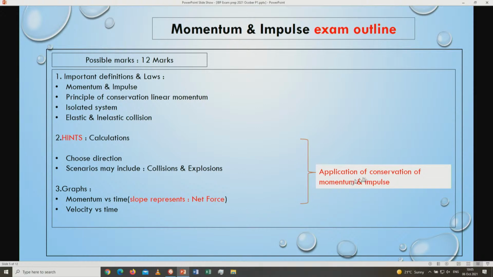So this is basically the application of conservation of momentum and impulse. Once you are able to apply conservation of momentum as well as impulse, everything will be fine in that regard.